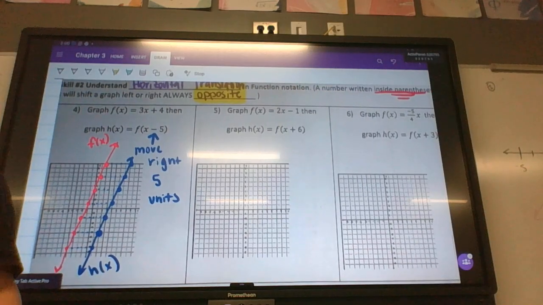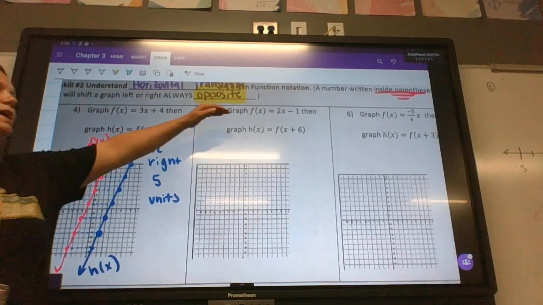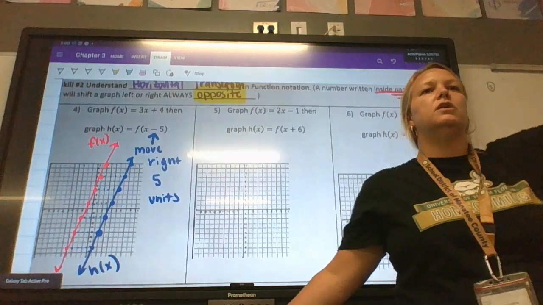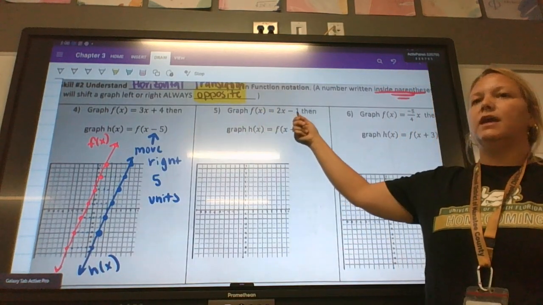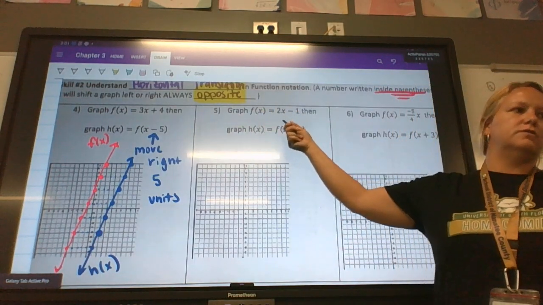Alright, now everybody move on to number 5. Just try to graph the first equation on your own correctly. Where do you begin and how do you move?